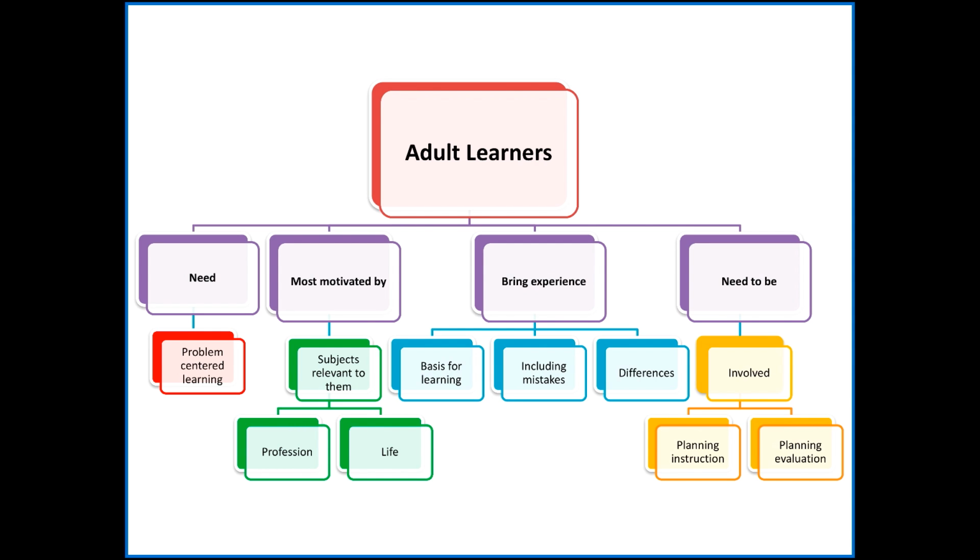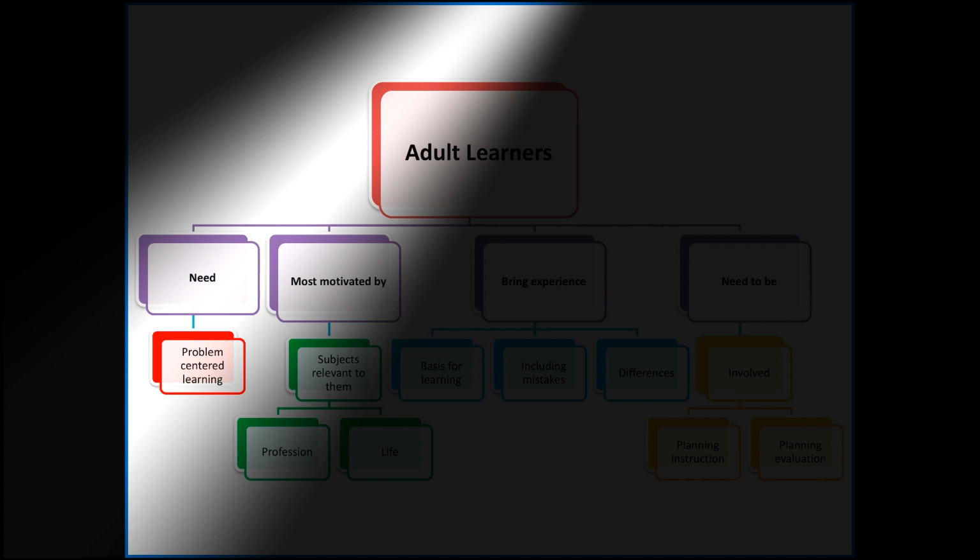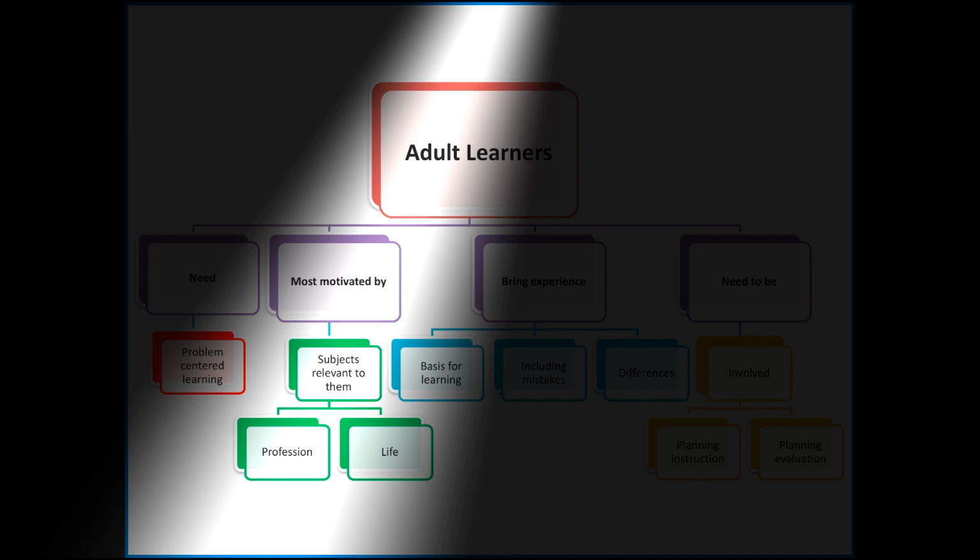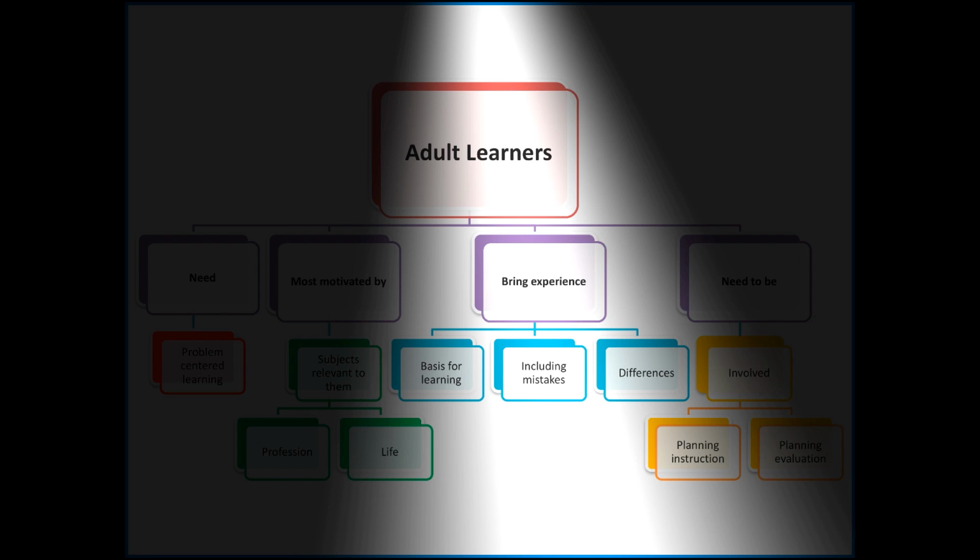So adult learners learn best when they need to know something, and that's why problem-centered learning works the best. They are most motivated by learning subjects that are relevant to them, subjects that are relevant because of the profession that they're in or learning to be a part of, or motivated by things they need to know for other life experiences.